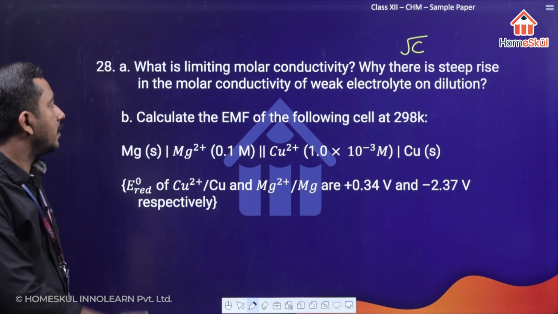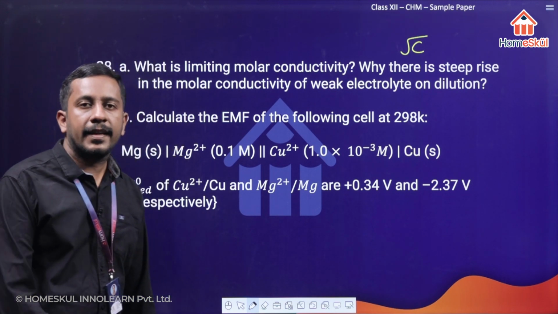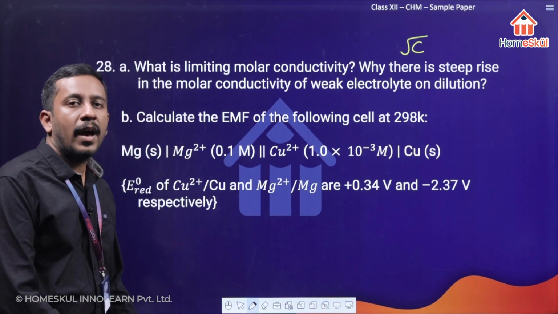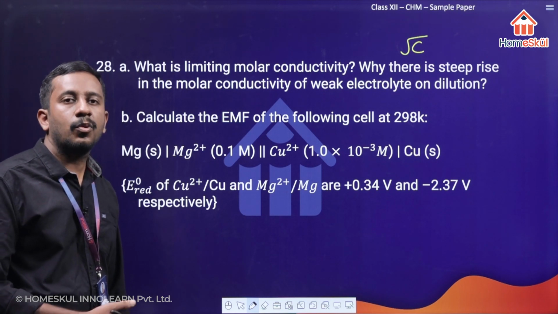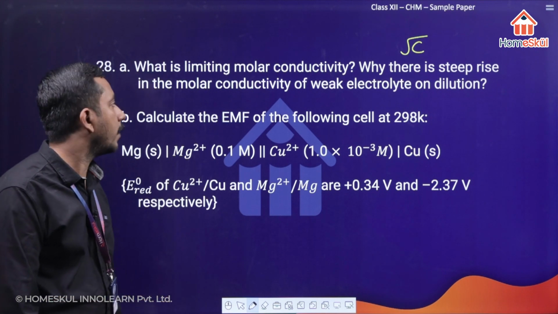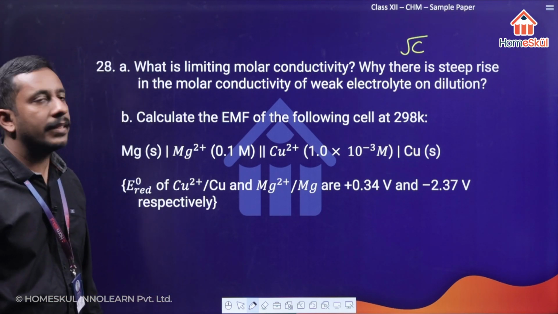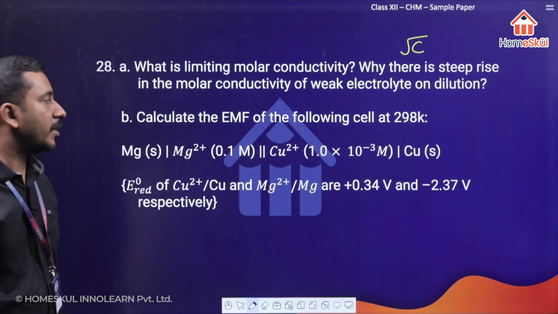So that is why there is a steep rise in molar conductivity in the case of a weak electrolyte on dilution, and the value of limiting molar conductivity cannot be determined through a graphical method. That's why we are going to take the help of Kohlrausch's law to find the limiting molar conductivity in the case of weak electrolytes. So that's our explanation.